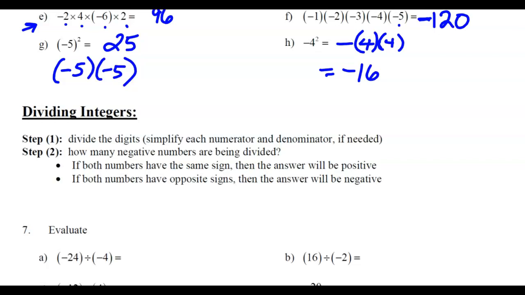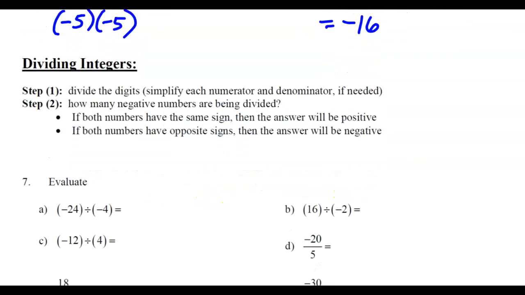So rules for dividing, basically the same thing. You do your dividing and then look at how many negatives there are. So here it says, divide the digits, simplify each numerator and denominator if needed. So if it doesn't go in nicely, like if it's a fraction, you would just simplify the fraction. And then how many negative numbers are being divided? If both have the same sign, the answer is positive. If they have opposite, it is negative.